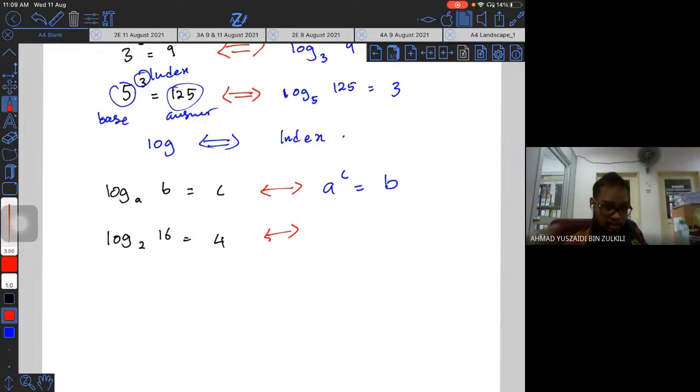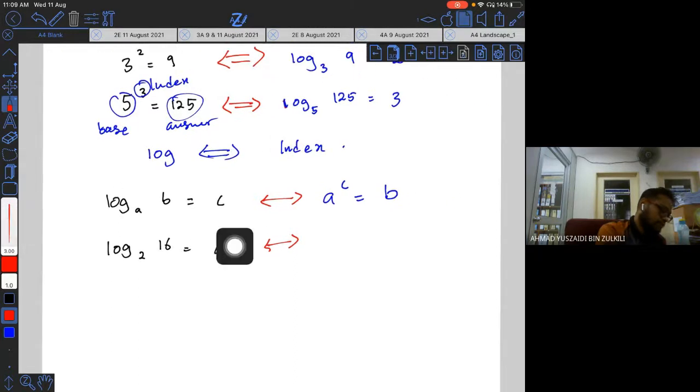A, B terbalik, C equal to B. So what is your answer for this part pula? This one. Simple je ni. So we just learn how to change index into log, log into index.